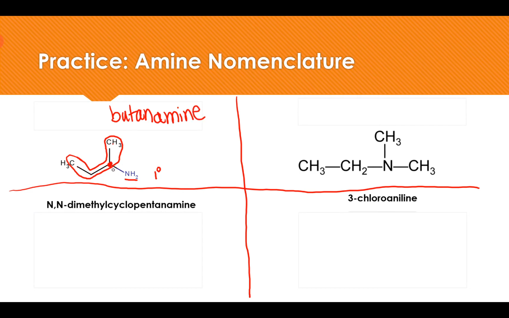This nitrogen is off of the second carbon. It's closer to that end. So that's carbon number 1, that's carbon number 2. And so that is 2-butanamine.